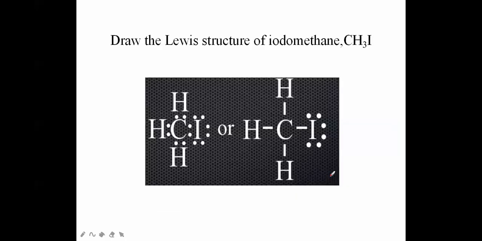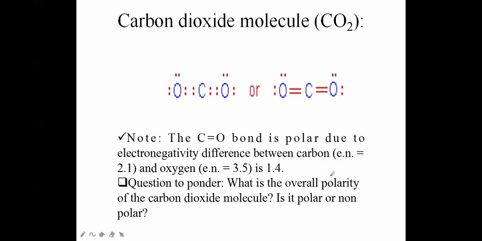Okay, you can do the same for this. You draw the Lewis structure and calculate the formal charge for each of the atoms bonded. Okay. So you note that the carbon-oxygen bond in carbon dioxide is not polar. Okay, carbon dioxide is a non-polar molecule.